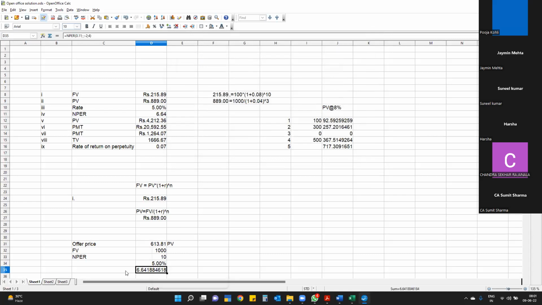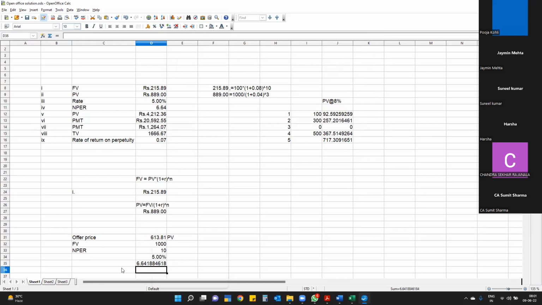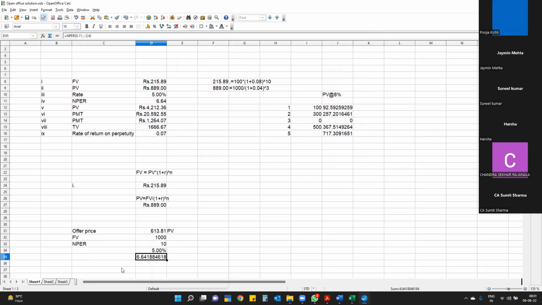So it will take 6.64 years to double the EPS at the rate of 11%.